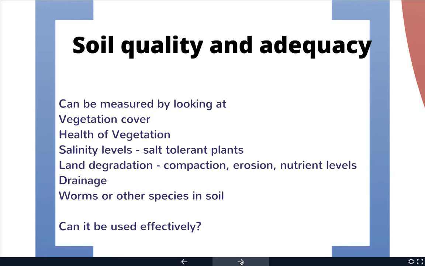And then we can do things like testing soil pH and soil nutrients in the lab or in the field with a few simple tests as well to measure soil quality and adequacy. The adequacy part, you look at topsoil being washed away, lots of erosion, that would probably indicate not good adequacy of soil, so that indicator is not that healthy.